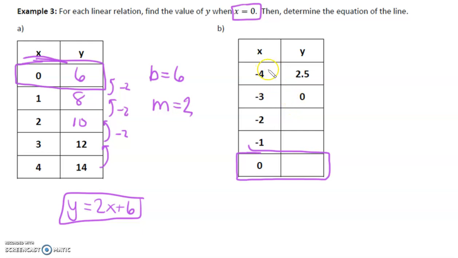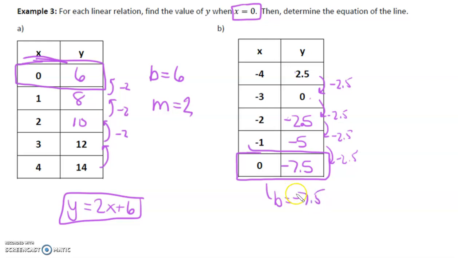Now, in B, we have the first point 2.5, and then we go down to 0. So for the pattern, we're subtracting 2.5 every time. 0 minus 2.5 is negative 2.5. Negative 2.5 minus 2.5 is negative 5. Subtract another 2.5, negative 7.5. And this right here is our y-intercept.